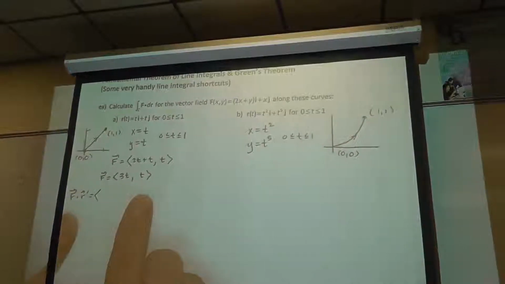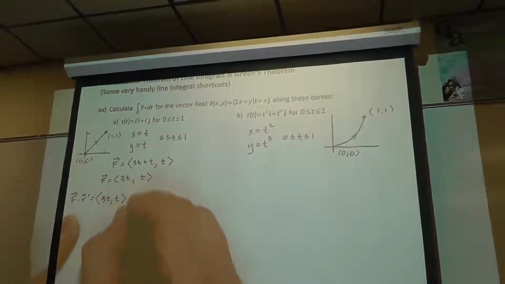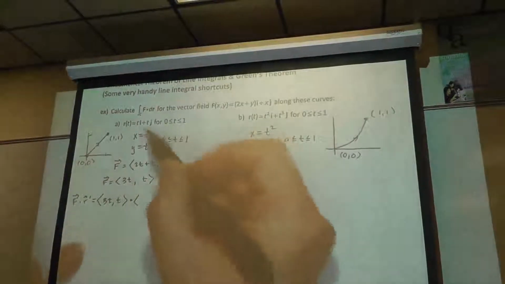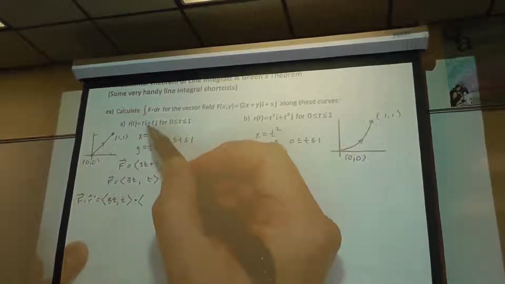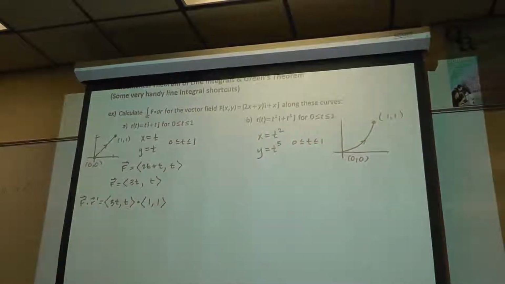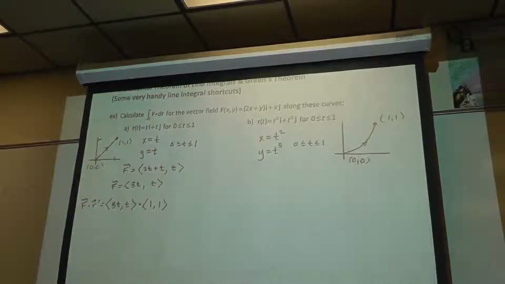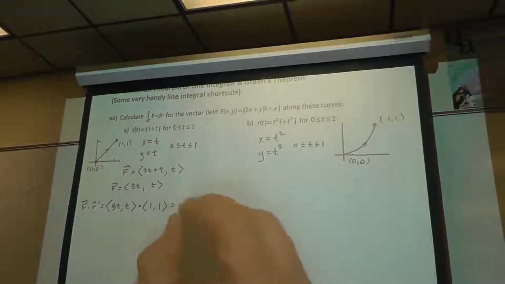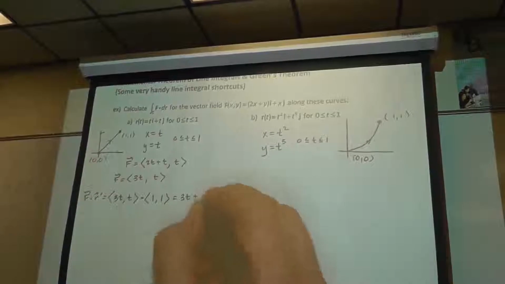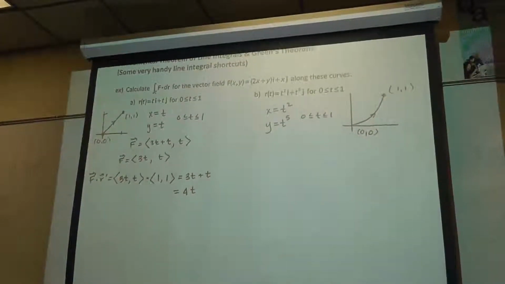So the dot product of F, which I've now turned into 3t i and t j, I do its dot product with r prime for this particular path. So r prime is just 1i and 1j. Both of your components are just linear in t, so that first derivative for each one takes you 1 each. So this dot product gives me 3t plus t, 4t. That's your integrand.